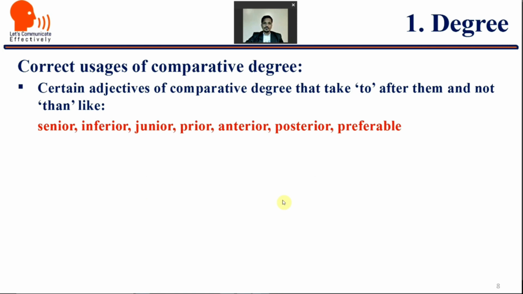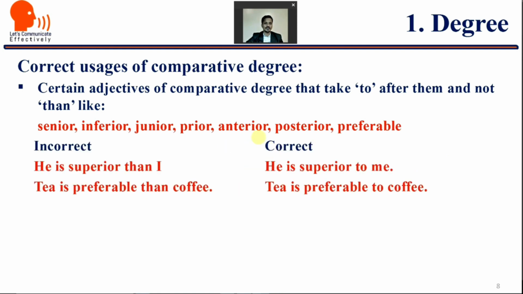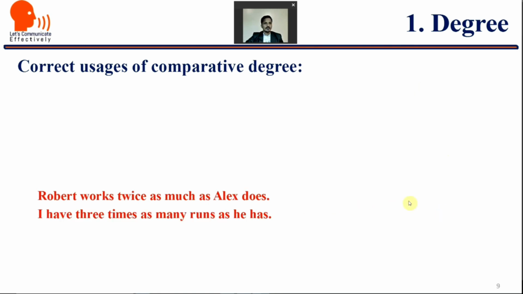Certain adjectives of comparative degree take "to" after them and not "than", like senior, inferior, junior, prior, anterior, posterior, preferable. They take "to" after that: senior to, inferior to, junior to, preferable to. Let us see the examples, like "He is superior than me." No, here we should use "He is superior to me." "Tea is preferable than coffee." No, "Tea is preferable to coffee."